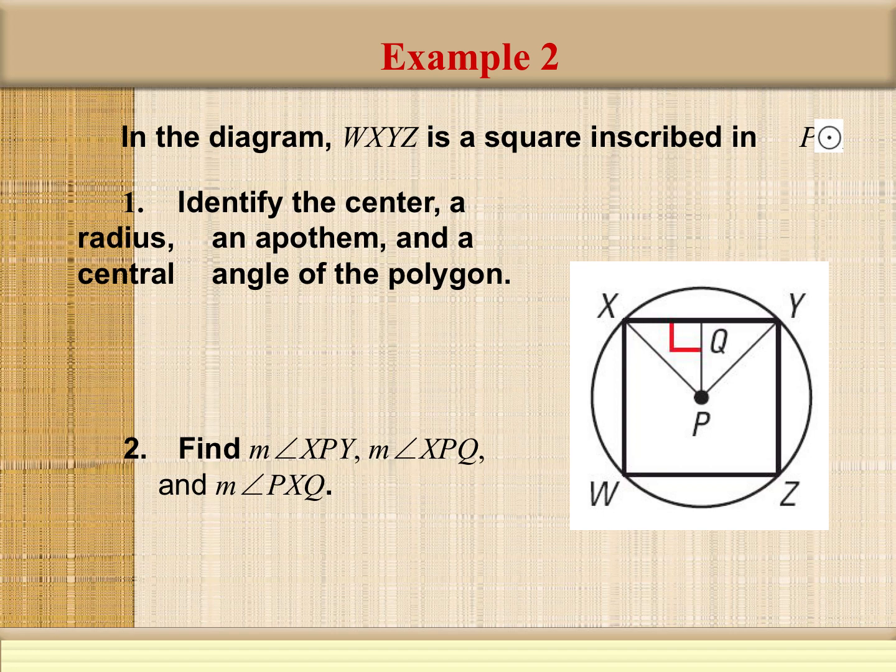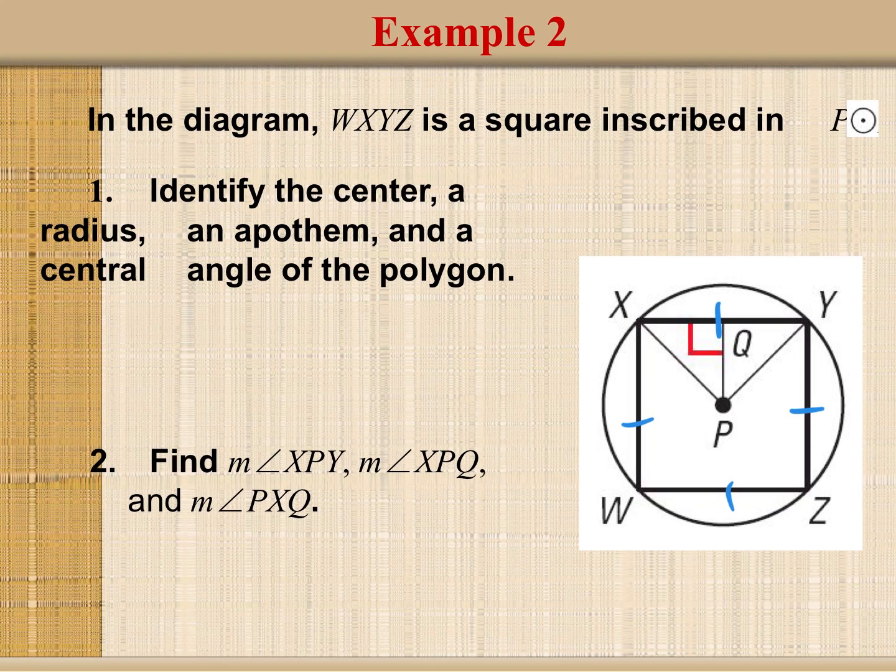In the diagram, this is a square. Are squares regular polygons? How do you know? All the sides are the same length. Go ahead and throw those congruence marks in there on your figure all around the square. Okay, let's take it step by step. Let's identify the center of the polygon. Where is the center of the polygon? Point P. Very good. Let's list it out here.